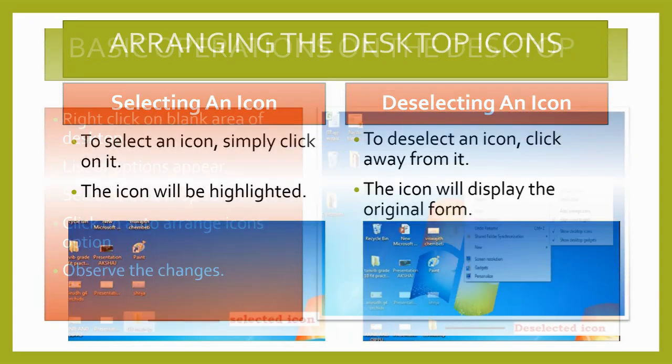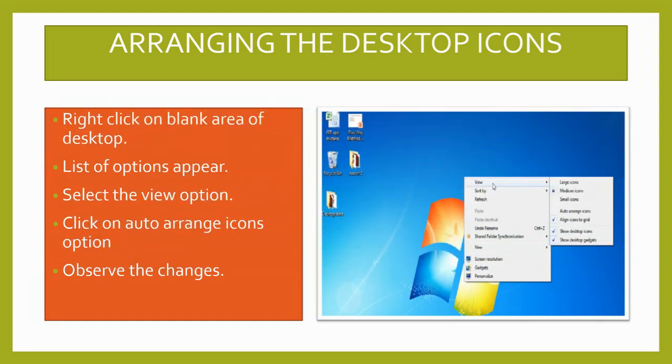Arranging the desktop icons. As you arrange your study desk to make it tidy, likewise, you can arrange the icons on the desktop to give it a better look. To do this, you have to first right-click on the blank area of the desktop. You will find the list of options. Select the View option, then click on the Auto Arrange Icons option from the submenu and observe the changes.